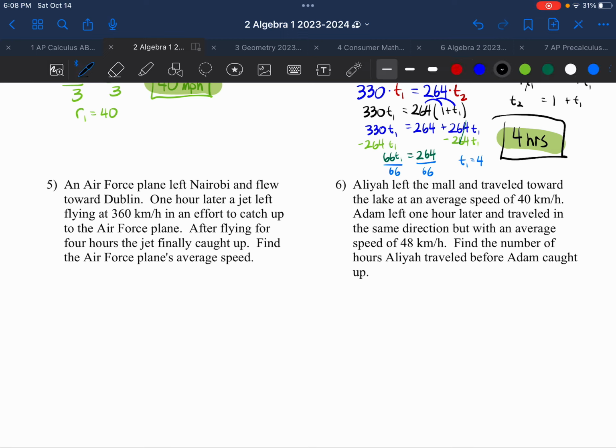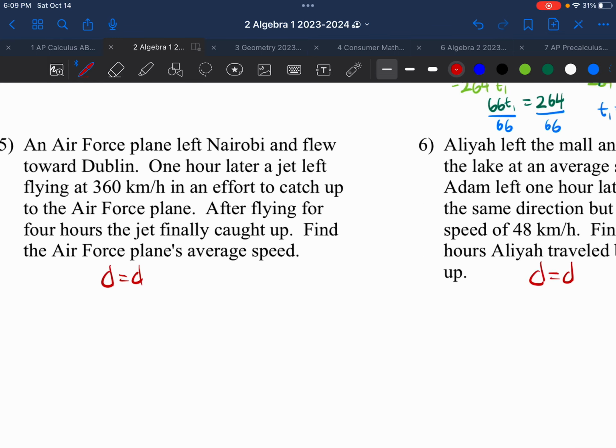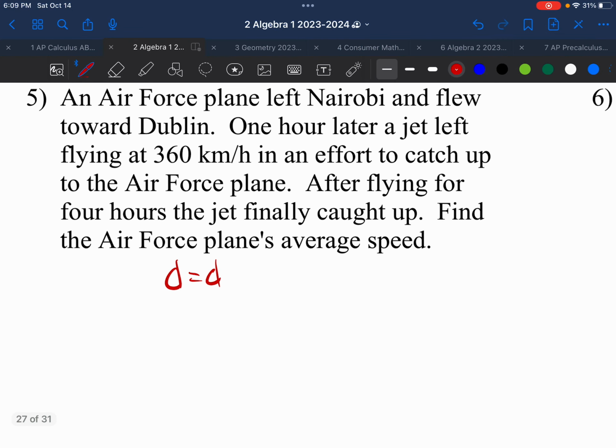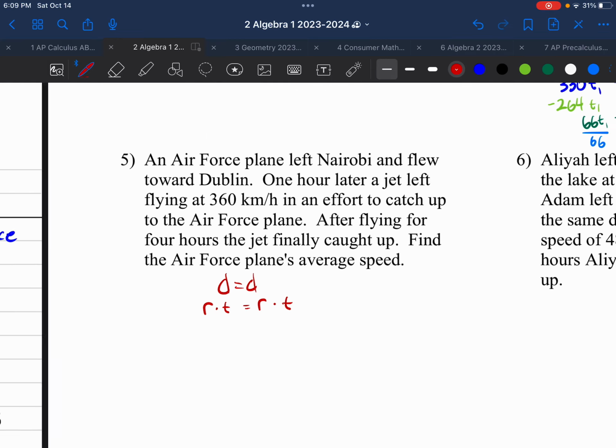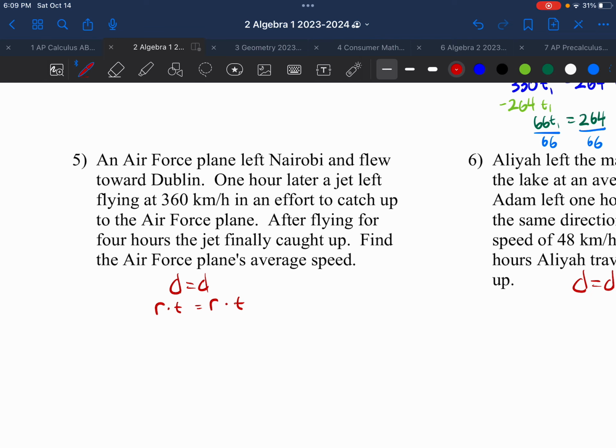Therefore, you are going to have a distance is equal to distance problem. Over here, this is also going to be a distance is equal to a distance problem. And more specifically, we need to reclassify this as a rate times time is equal to a rate times time. This is not a there and return trip, so we need to have a little bit better variables.